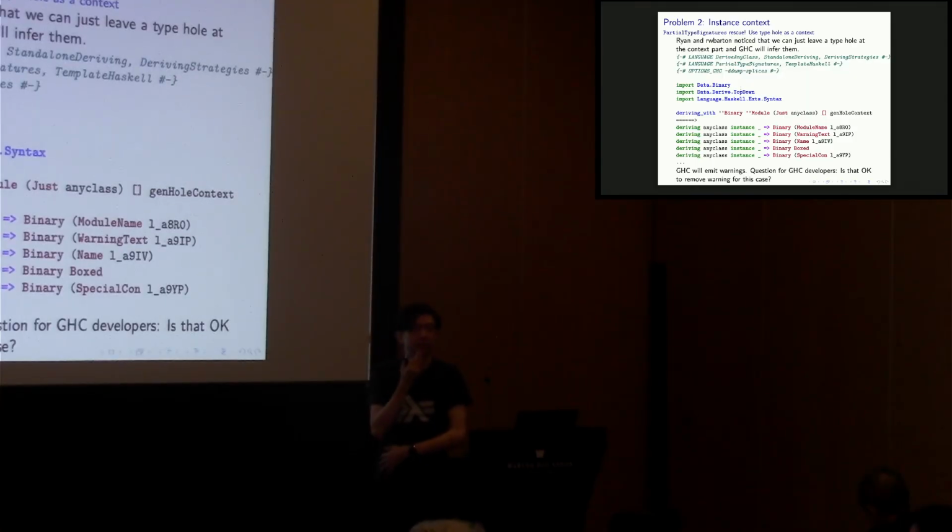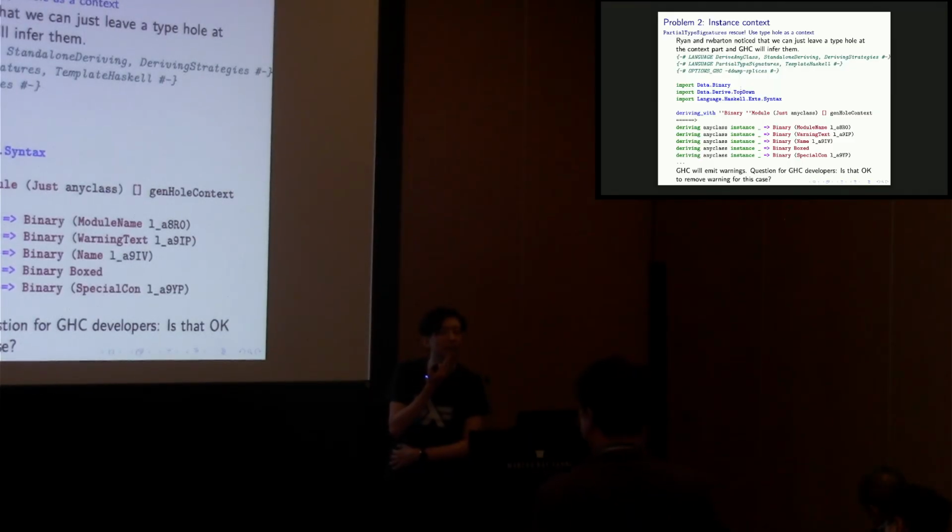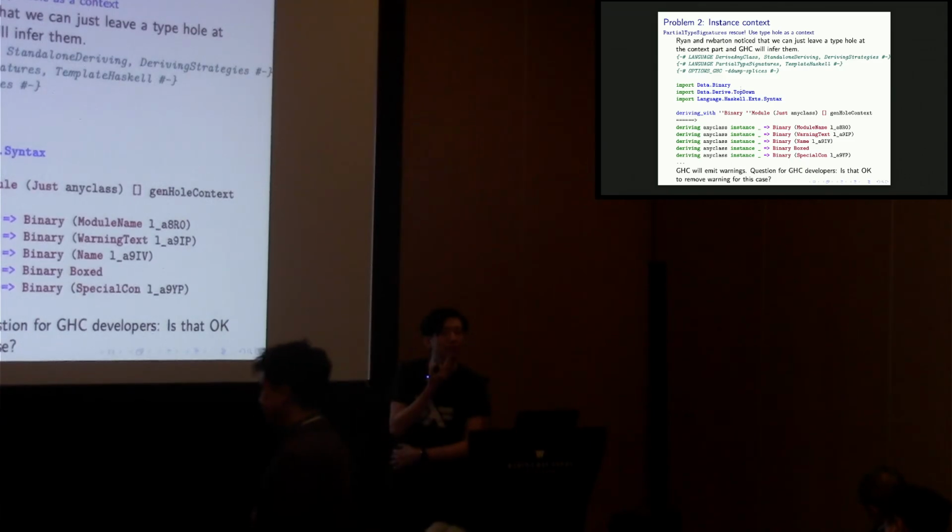Maybe let's take one final question at the next video. But I mean, if that's so, you can just turn off the warning. I thought the whole issue here is that you don't want to turn off the warning, because if a human writes a type that uses partial type signatures, you still want to have the warning. Yeah. So I think you're right.